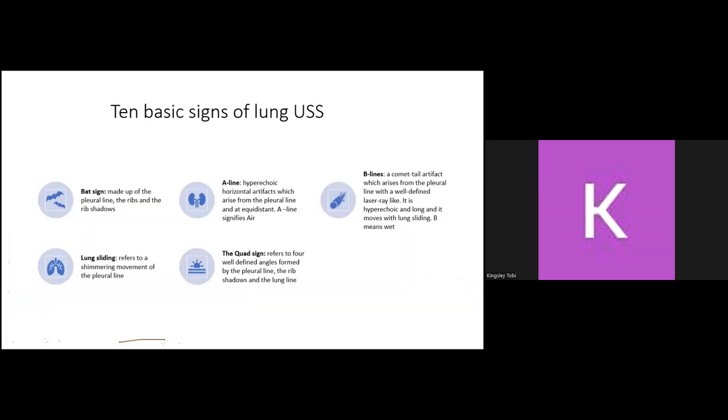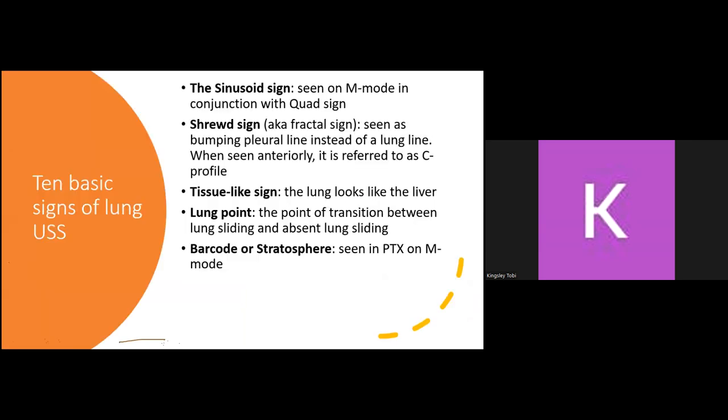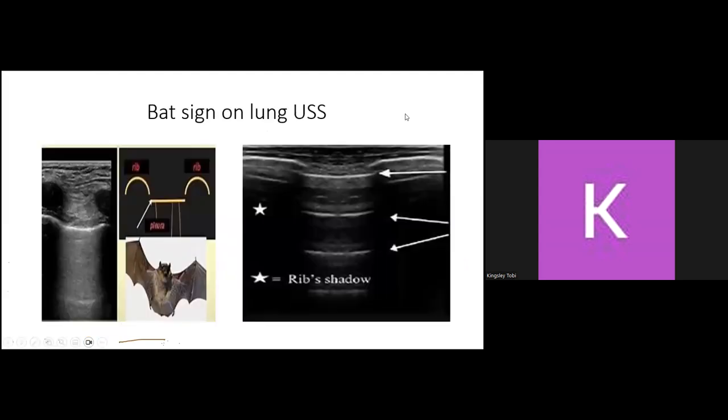Basically, there are 10 basic signs of lung ultrasound, and we're going to be looking at them as we go on in subsequent slides. That's what we call the bat sign. The bat sign I'm going to show as we go on. We have the A lines, the B lines. We're going to look for lung sliding, the quad sign, and we also look at the sinusoid sign, the tissue-like sign, lung point, barcode sign, and stratosphere sign. These are things we're going to see in subsequent slides.